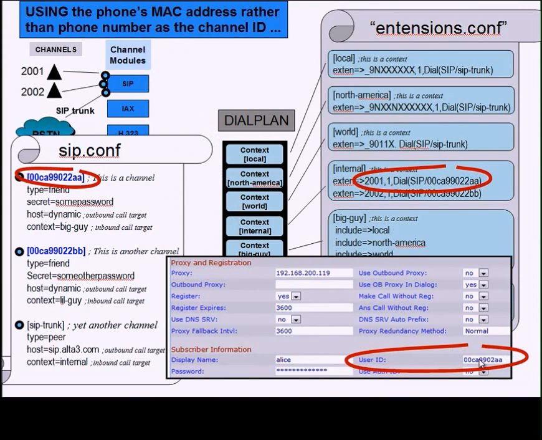So this would say, hey, user ID 00CA9902AA is receiving a call. The phone would ring and the user really wouldn't know any difference. As far as they're concerned, they just answered 2001, which is what the 2002 guy just dialed.